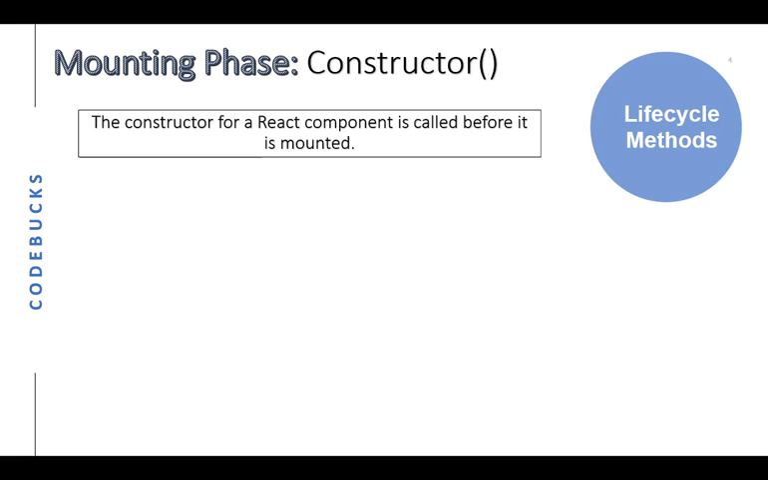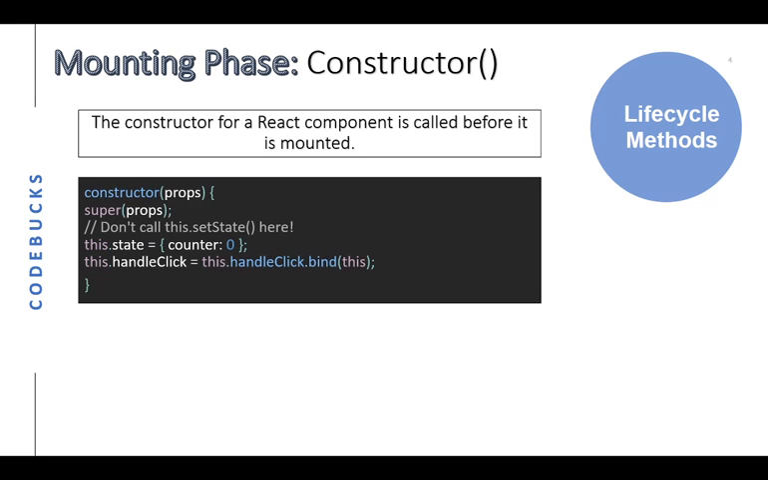Let's understand the mounting phase. First is the constructor method. If you know about this, then you can skip to the next method. The constructor for a React component is called before it is mounted. As you can see here, if you are using props, then you have to pass the props in the constructor and also in the super keyword. You should call super before any other statement, otherwise this.props will be undefined in the constructor, which can lead to bugs.